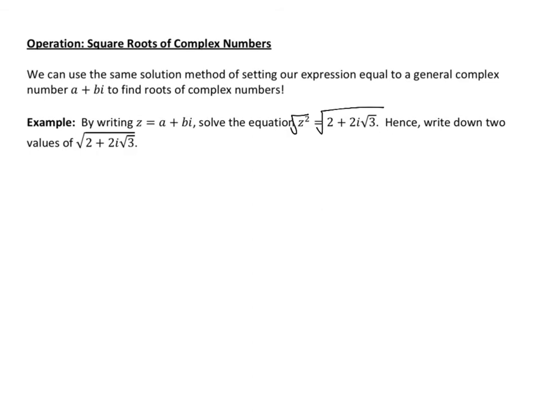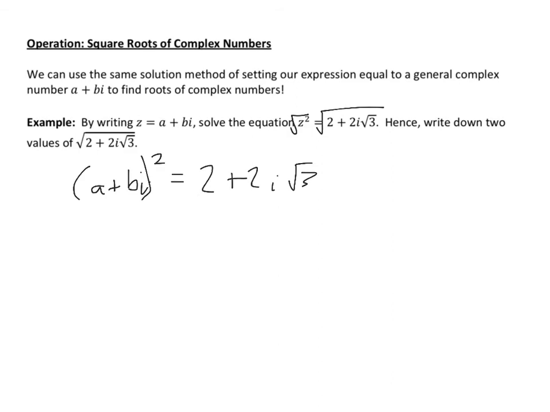Okay, so the way I'm going to do this is by saying, well, I expect this square root to be something like a plus bi, and I expect that when I square that thing, I'm going to get the thing that I'm trying to find the square root of.